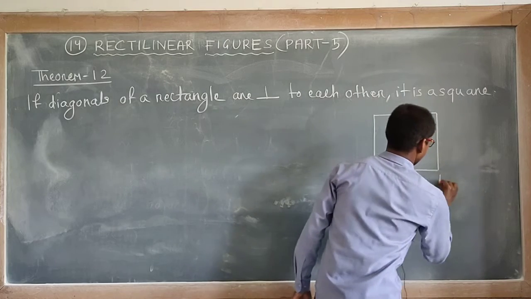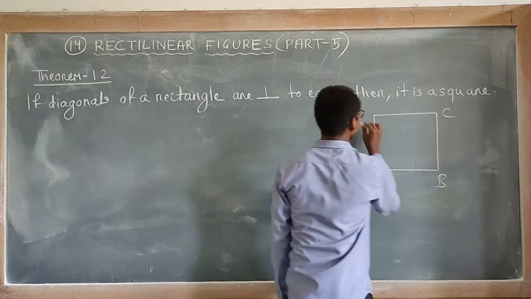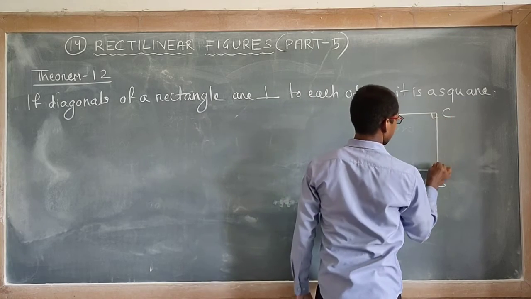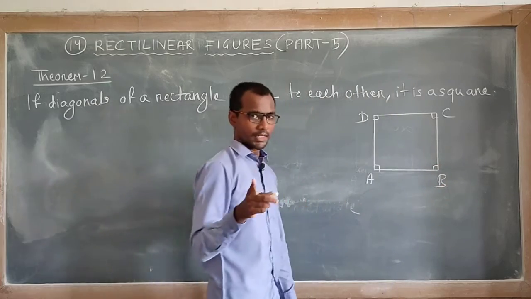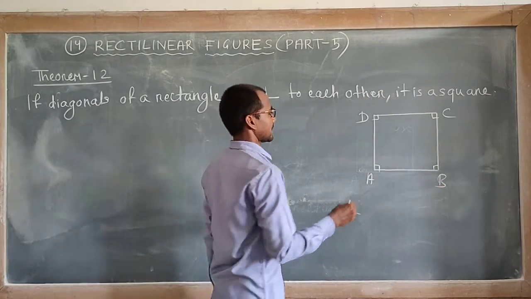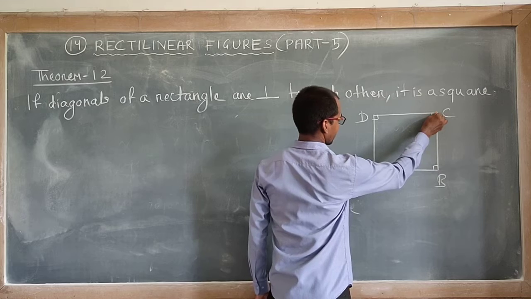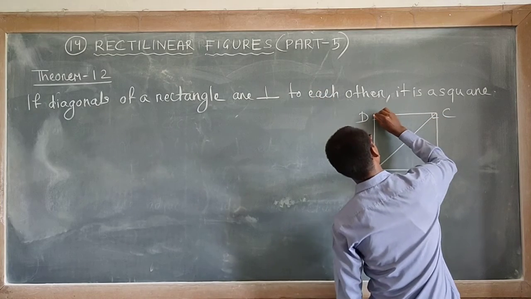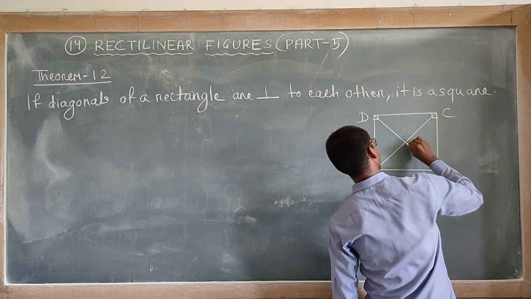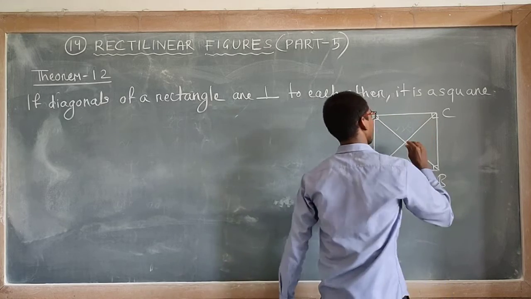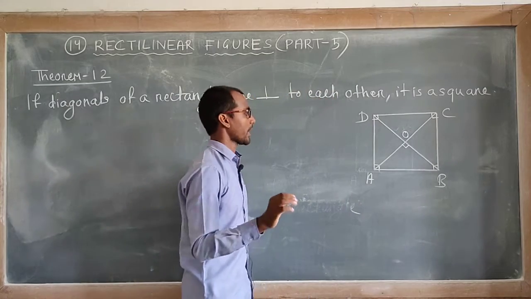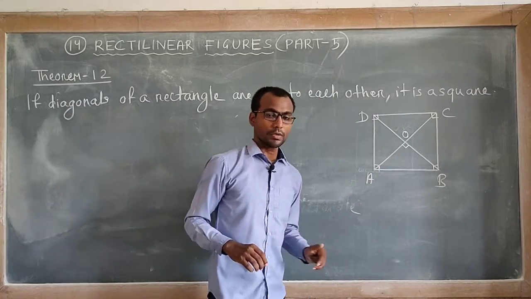A, B, C, D. Since it is a rectangle, I am giving the right angle sign. Each angle is 90 degrees. We have to draw diagonals also, which are perpendicular to each other: AC, BD. Suppose this is O. The point of intersection of the diagonals is O.